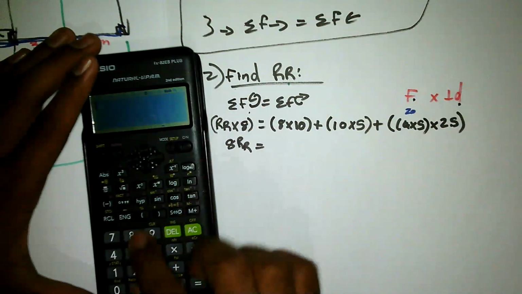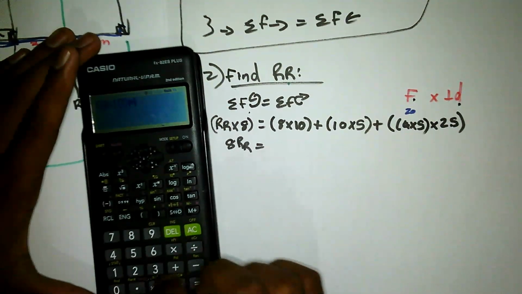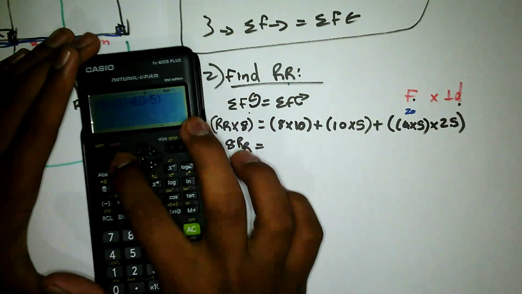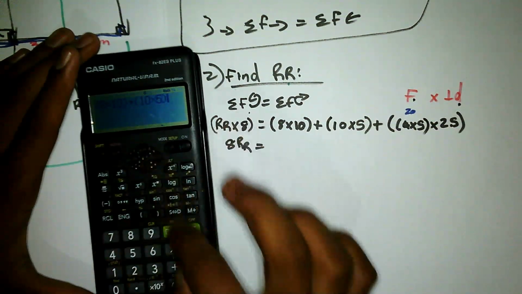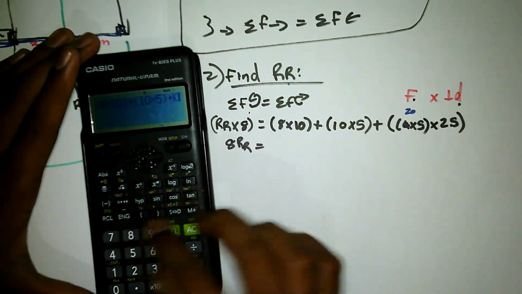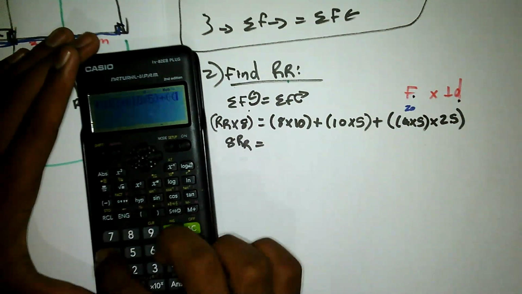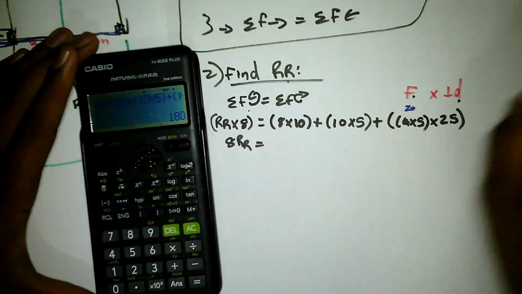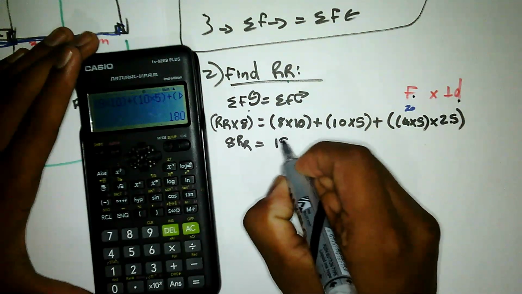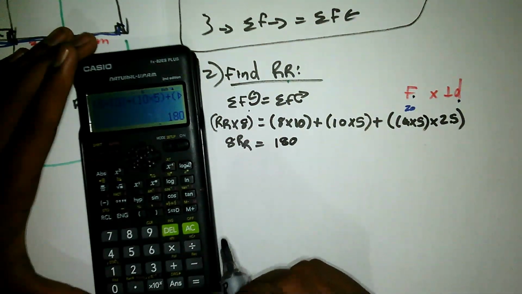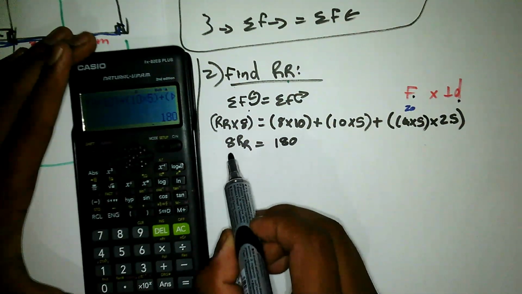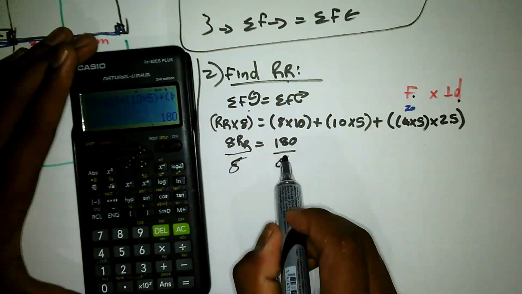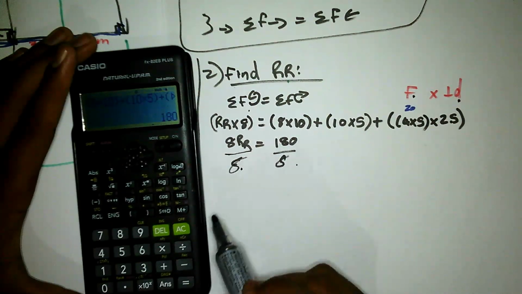Okay, so here we got 8 times 10 plus 10 times 5. Let's just keep all the brackets in there so everything is lekker and lovely. So then we got our 4 times 5 times 2.5. And then we're left with 180. So now we want to get R alone. So divided by 8, divided by 8 that side. And what you do on this side, you do on the other side, alright?